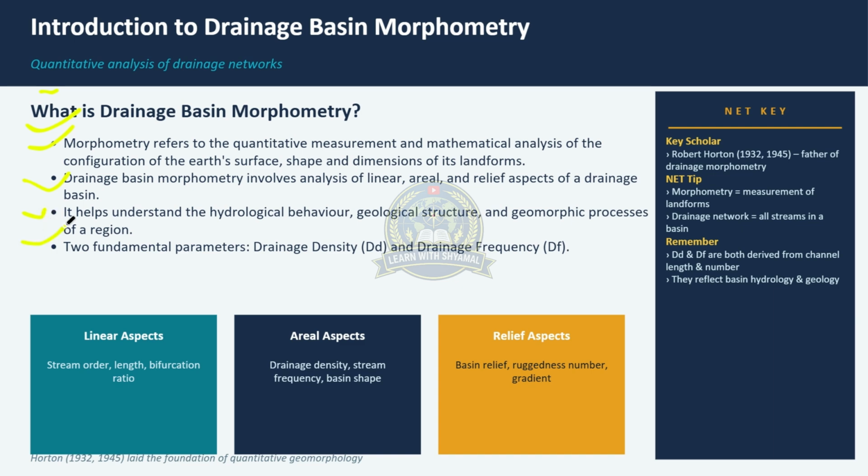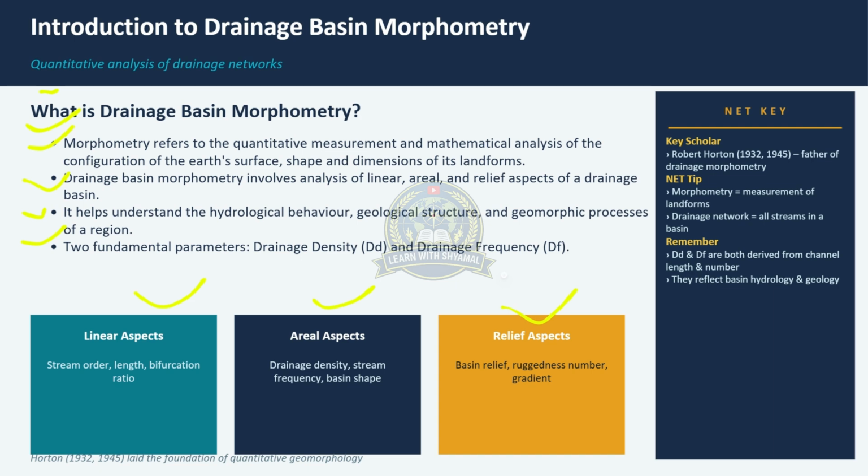Two fundamental parameters: drainage density (DD) and drainage frequency (DF). Linear aspects: stream order, length, bifurcation ratio. Areal aspects: drainage density, stream frequency, basin shape. Relief aspects: basin relief, ruggedness number and gradient.